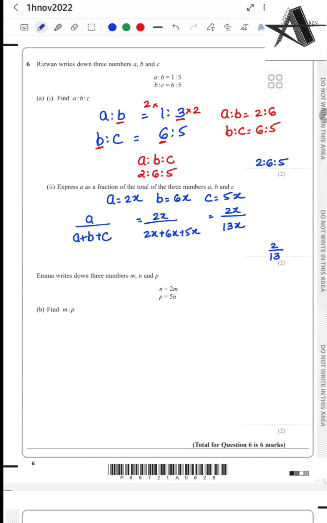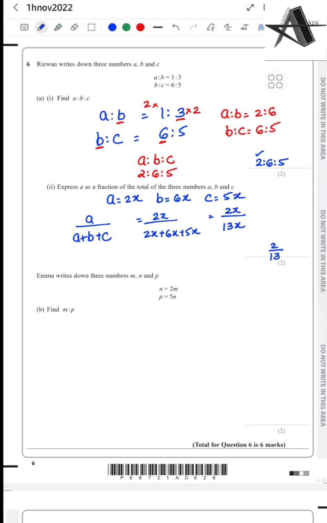Or in case of fractions, you can directly put the answer like A is 2 and add them up, 5 plus 6 plus 2, 13, because it's a fraction. But I'm still saying the same thing: A is not equal to 2. It's just a ratio.